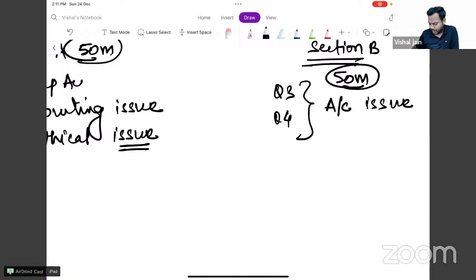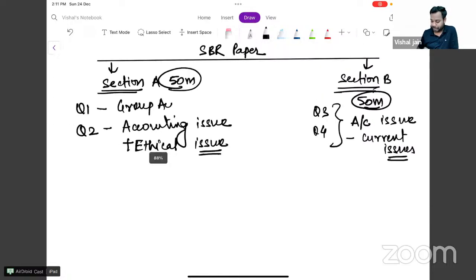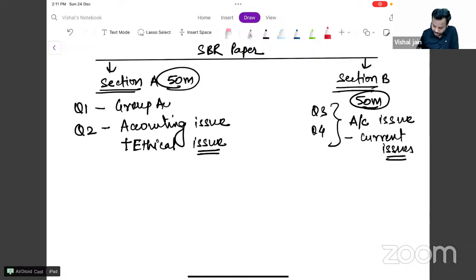And either of the questions will be from current issues. One of them will definitely be from current issues. So this is the paper pattern. Now question number 1 will be of 30 marks. Question number 2 will be of 20 marks.